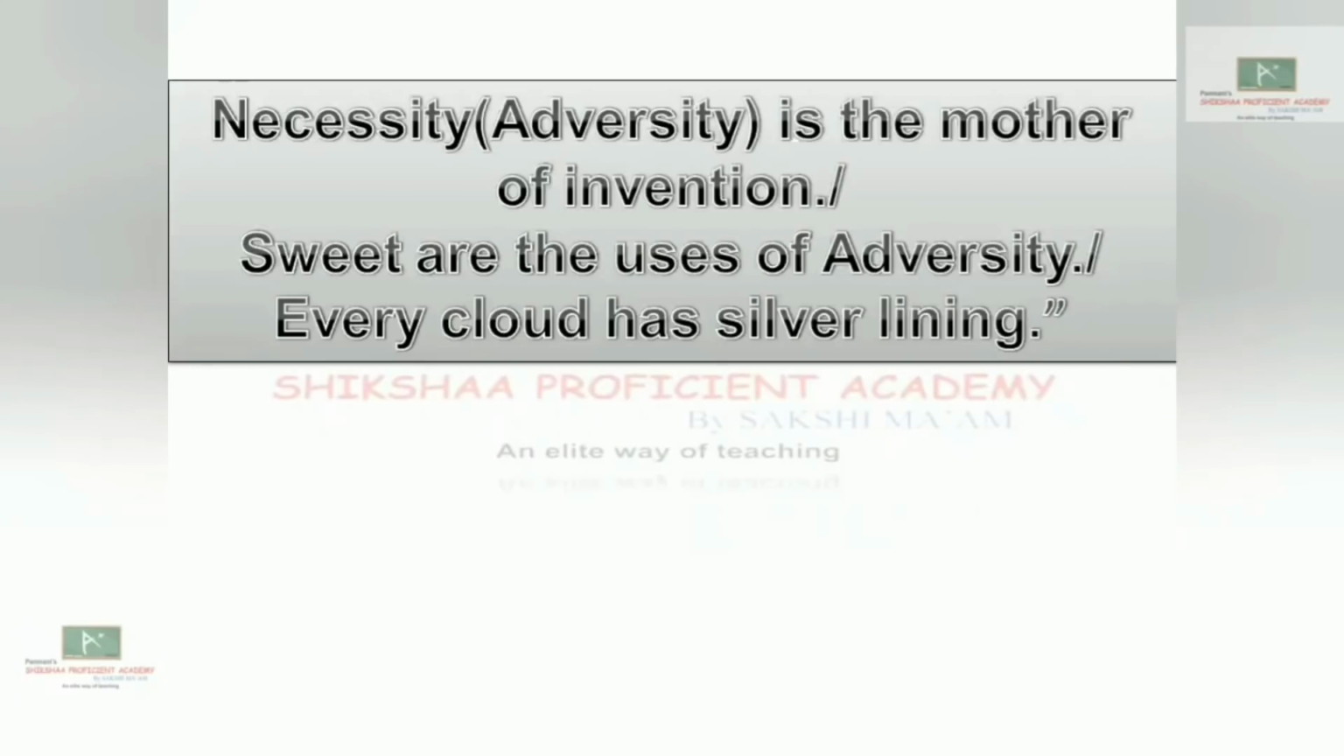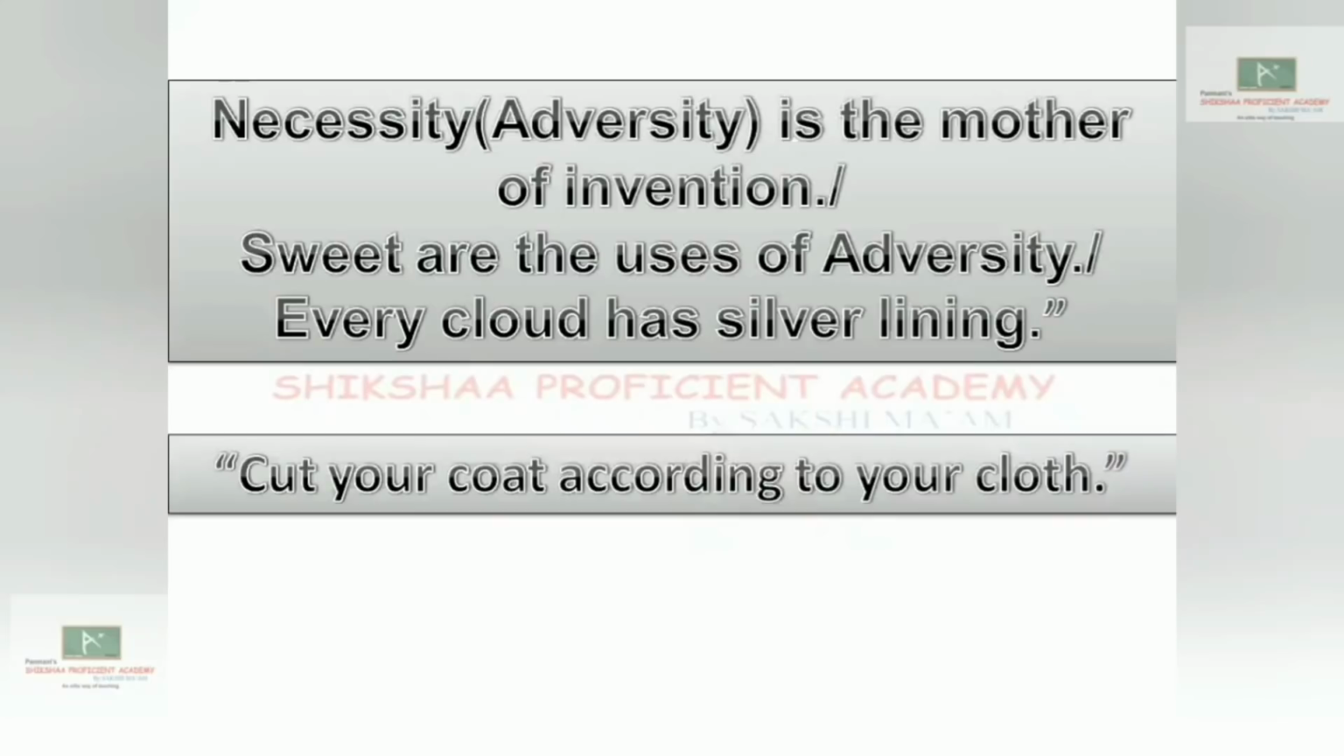So now we will go back to our last topic, that is cut your coat according to your cloth. This is really important because I got this comment and someone has asked me to please explain on this topic if I could make a video on this.